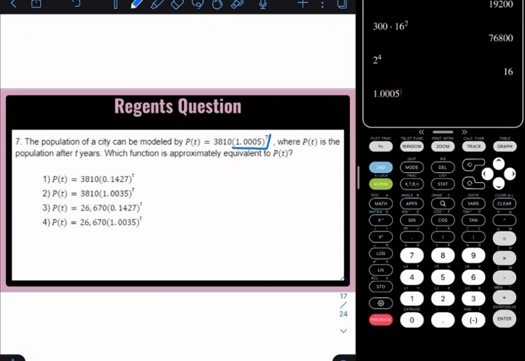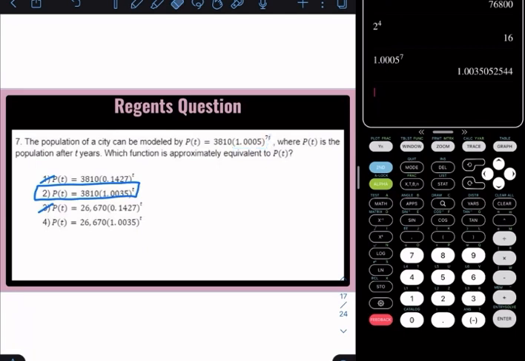1.0005 raised to the 7th power would be 1.0035, which would be either answer choice 1, 2, or 4. What's the difference between 2 and 4? Well, in 4 they changed the other number. There's no way I'm changing the other number, so my answer would be choice 2. But let's use our method to see why this makes sense.